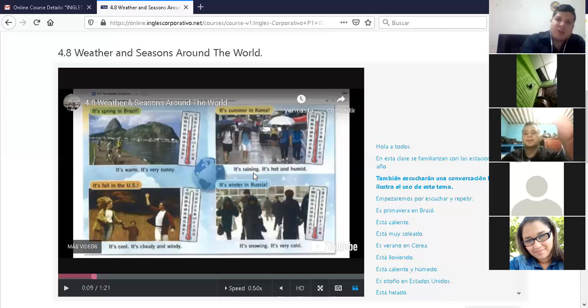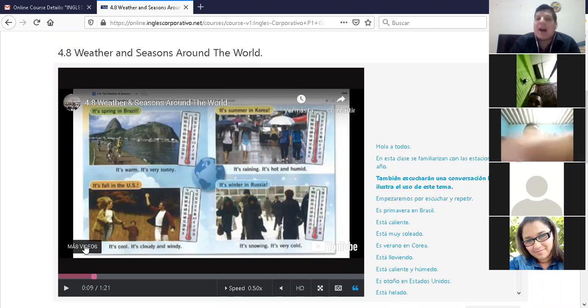Next one, if you see down below in this one, it's cool. Es como que está fresquito. It's cloudy and windy. Cloudy, what is the meaning of cloudy? Nublado. Okay, hay muchas nubes. Nubes se dice cloud, por eso aquí vemos cloudy.